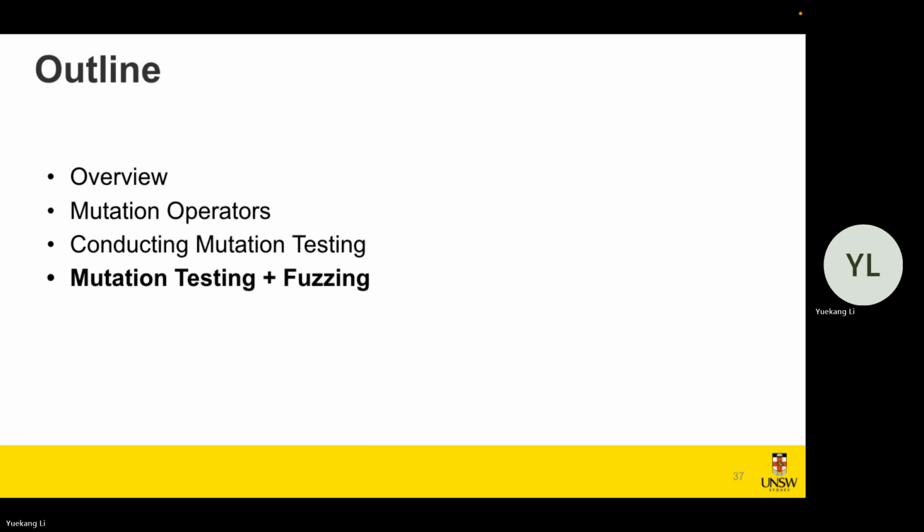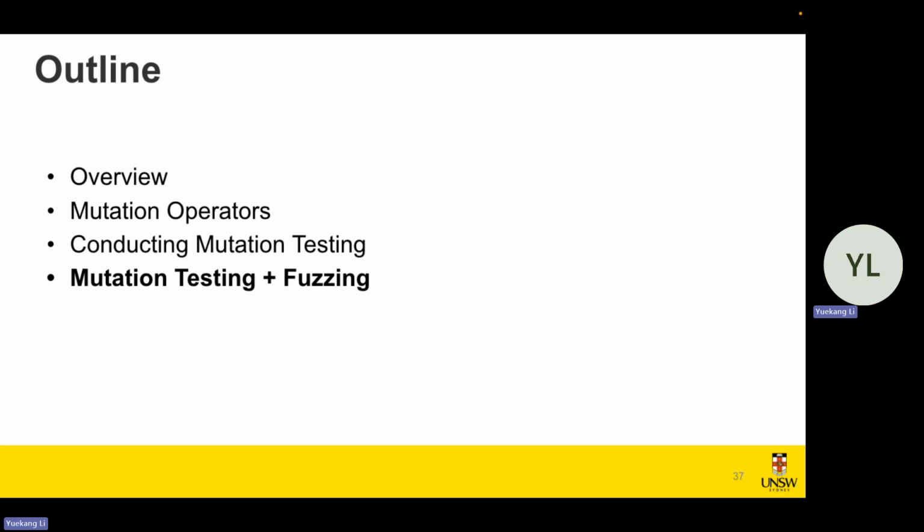And the definition of mutation score is the number of mutants killed by this test suite divided by the number of total mutants. So the higher the mutation score, the better for a test suite. So these are the definitions and basic concepts of mutation testing.